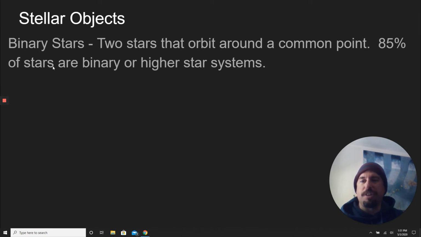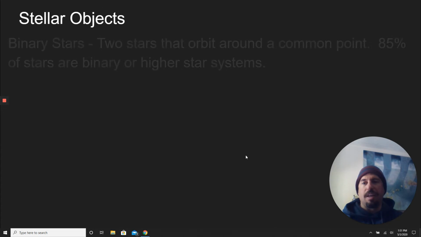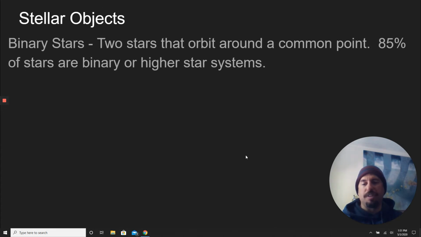So this is what I was mentioning earlier. Binary stars, two stars that orbit around a common point. Most stars are either binary or higher. So that Swift star that we just mentioned, Swift J1644+57, is a binary star system with a star and a black hole. And we said Alpha Centauri, which is the closest star system, has 3 stars.